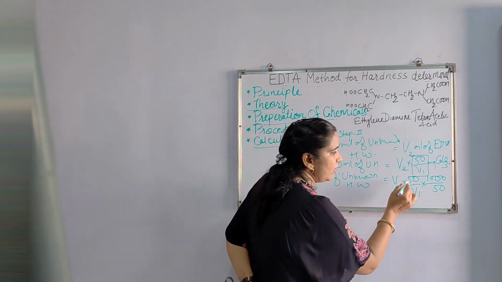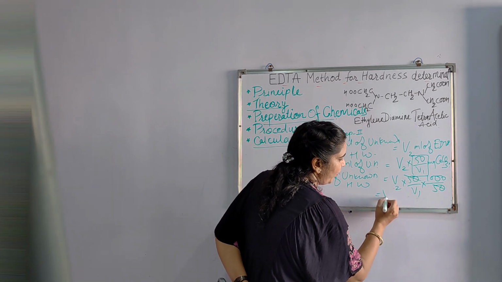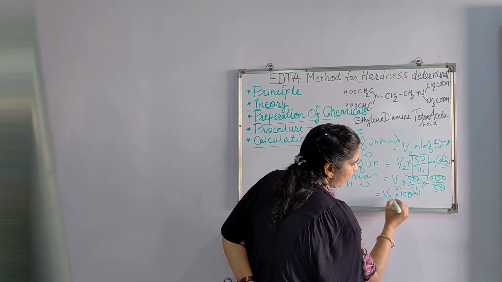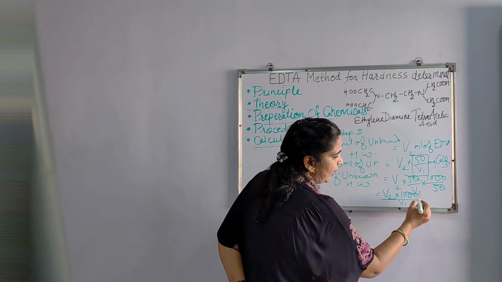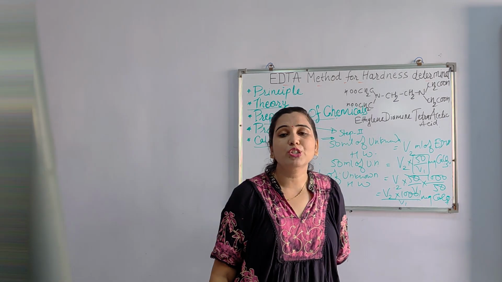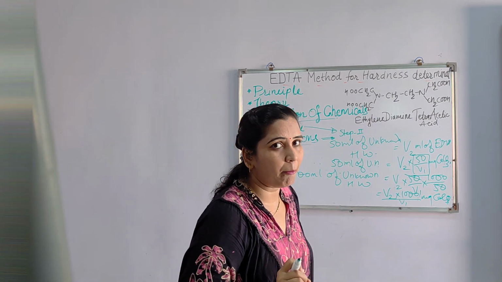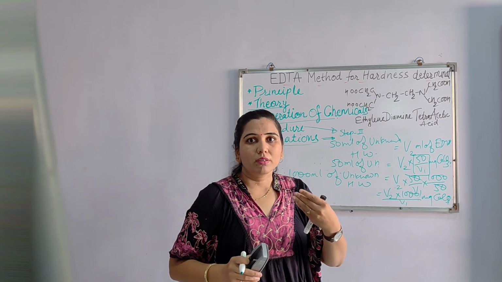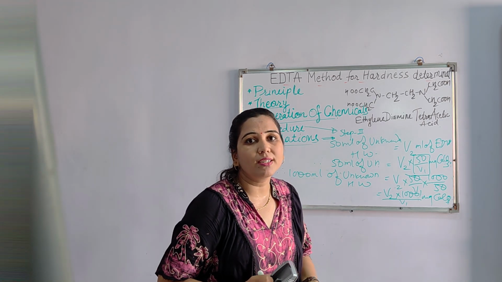In this way, this 50 will get cancelled, and what we get at last is V2 into 1000 upon V1 milligrams of CaCO3. So this is our calculation for the unknown hard water sample. Hope you guys are getting it, just try to understand.